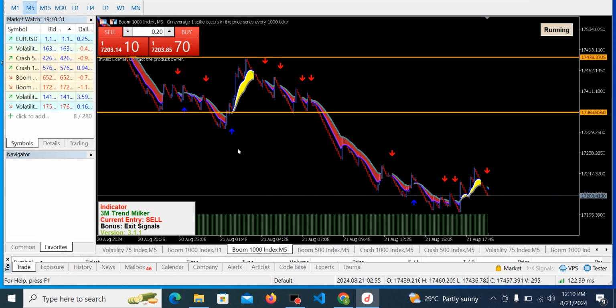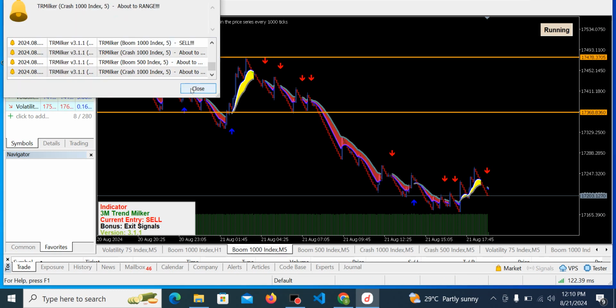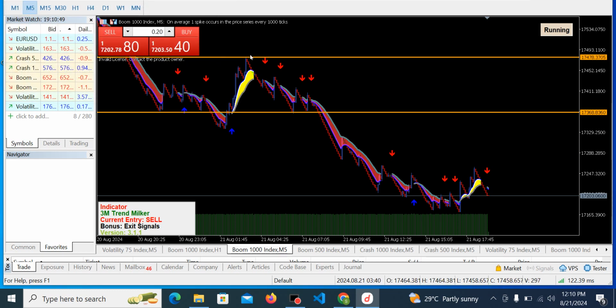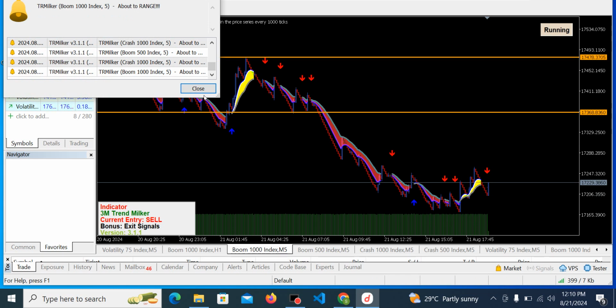This is Boom 1000 on the 5-minute time frame using the 3M Trend Milker trading indicator. If you don't have it, you may need to get yours, but if you have it, then follow up with the analysis. This had been on a downtrend for a very long time, had a pullback around there, but went back down. In the morning I told you if it's not breaking above this resistance zone, then it will break below this support zone. You can see it broke out below this support zone and it sold for a very long time. That would have given you lots of profits.